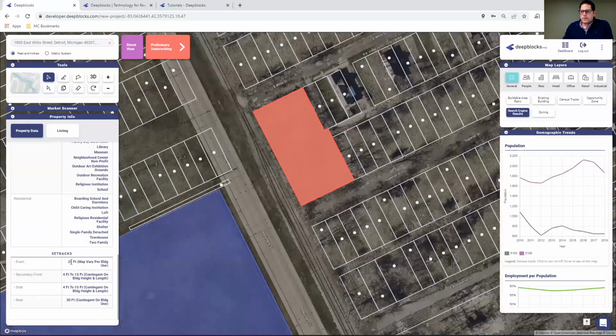We'll see our setbacks are 20, 4 to 15 based on contingent on building height and length, and same thing for this side, and lastly 30 feet, again contingent on building use.